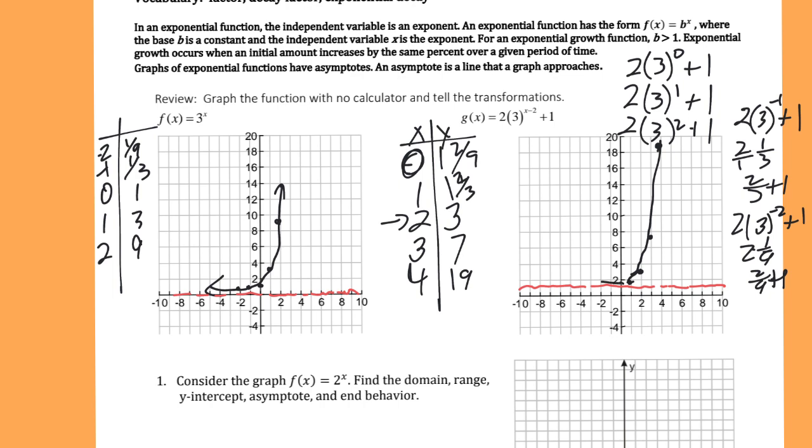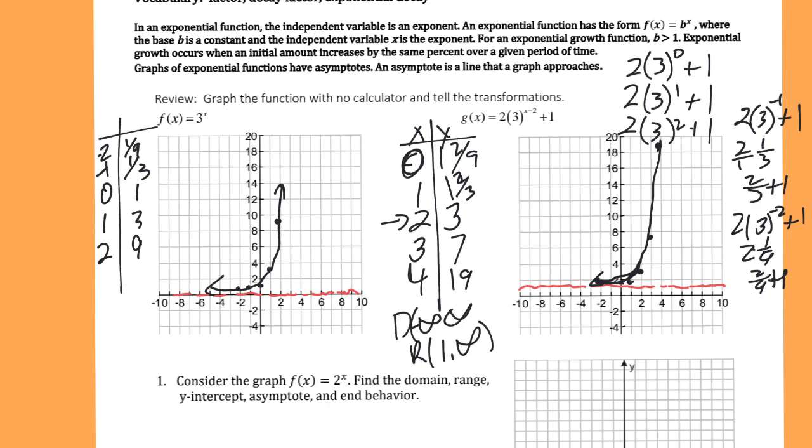Okay. And so it's going to get close to this asymptote. It's never going to go below 1. So the domain is negative infinity to positive infinity. The range is going to be from 1 to infinity, not including 1, not including infinity. And the transformations would be vertical stretch by 2, right 2, and up 1 from its parent.